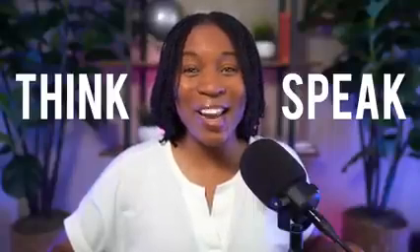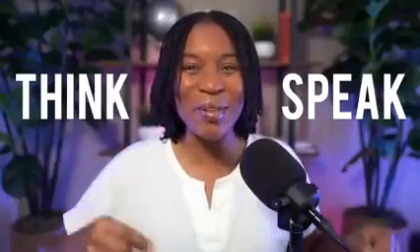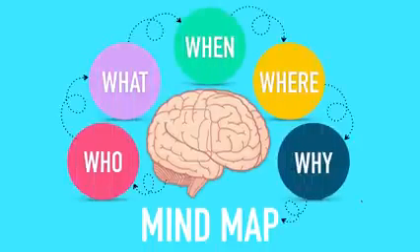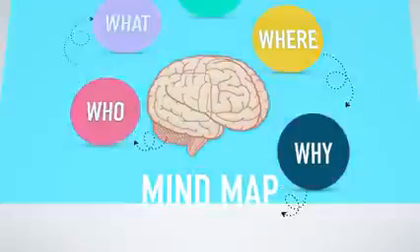Are you ready? Well then, let's jump right in. The formula to think and speak in English is right here. Who, what, when, where, why. I like to call these 5 W's part of my mind map. They are the main things you need to remember when you're trying to think in English. All right. So again, who, what, when, where, and why. The 5 W's.